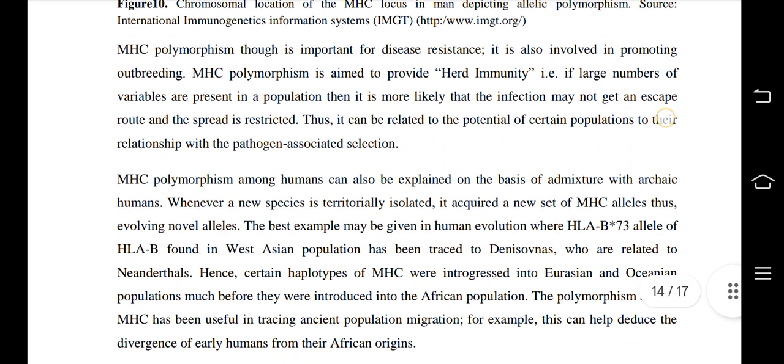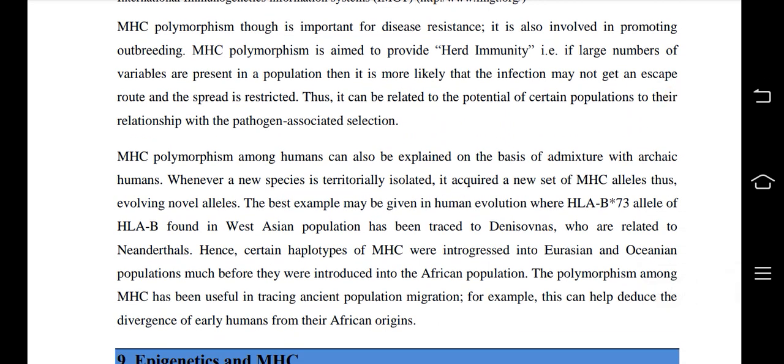MHC polymorphism, though important for disease resistance, is also involved in promoting outbreeding. MHC polymorphism is aimed at providing herd immunity. If a large number of variants are present in a population, then it is more likely that the infection may not get an escape route and the spread is restricted. Thus, it can be related to the potential of certain populations in their relationship with pathogen-associated selection.